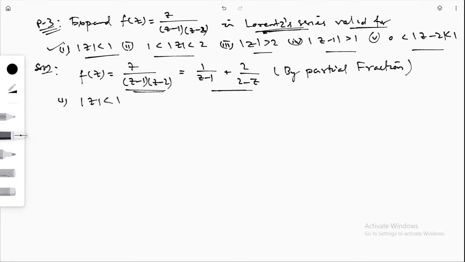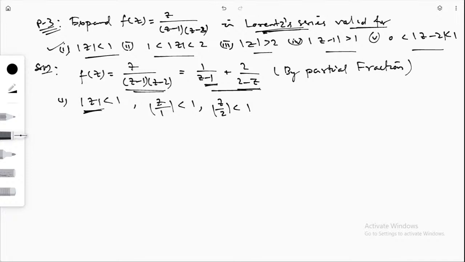So that means all the powers should be in z form. All the positive and negative powers of z only. That means z to the power positive, z to the power negative, z to the power 0. So how will I write this one? Since here is a constant 1, that means here you will get mod z by mod 1, which is mod z, and this is less than 1. And here there is a constant 2, so you will get this thing.